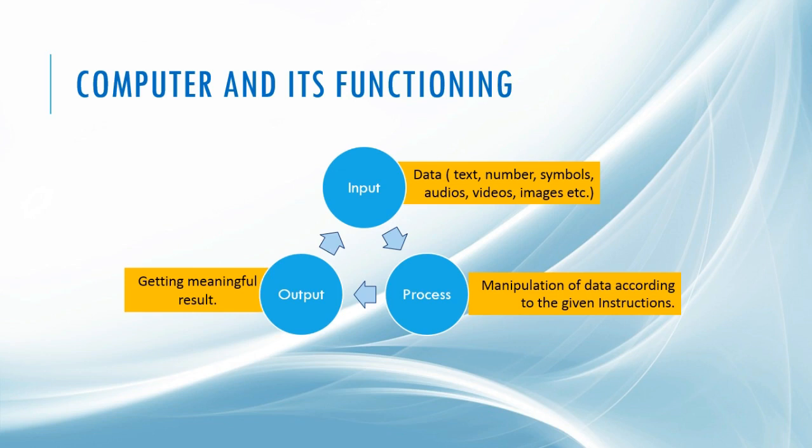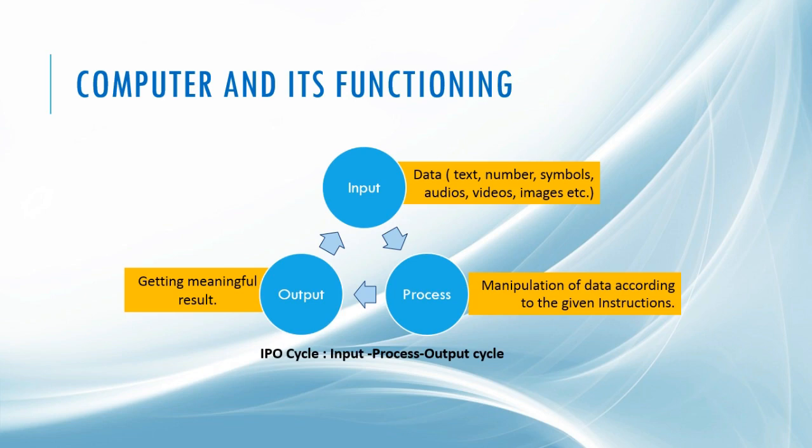This way these three steps go on moving as the users give the instruction and get the output, and this makes one complete cycle, and this cycle is called IPO cycle, that is input process output cycle.